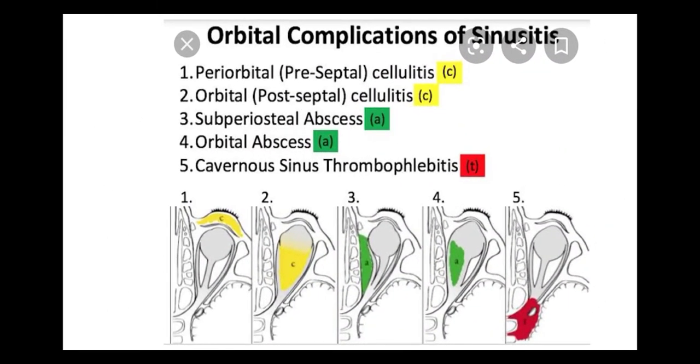Let us have a look again at the 5 groups. Group 1, in front of the septum, preseptal cellulitis. Group 2, behind the septum, postseptal, also called orbital cellulitis. Group 3, subperiosteal abscess. Group 4, orbital abscess. And group 5, cavernous sinus thrombophlebitis. The 5 groups classified by Chandler.